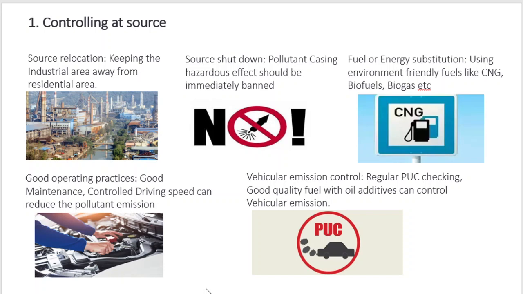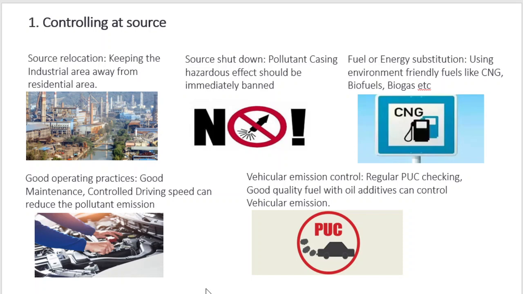Another one is fuel or energy substitution, using environment friendly fuels like CNG, biofuels, biogas, etc. We have to find alternatives. Here we see that CNG, biogas, biofuels also cause environmental pollution. That's why we have to shift to clean energy sources like electricity or solar energy to meet our demands. And this is the big and best alternative for controlling different kinds of environmental pollution.